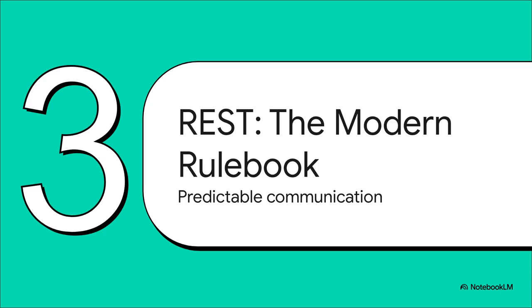Now, imagine if every single restaurant had completely different rules for ordering. It would be total chaos, right? Well, the same is true for APIs. That's why the best ones follow a shared rulebook. And in the modern digital world, that rulebook is called REST.